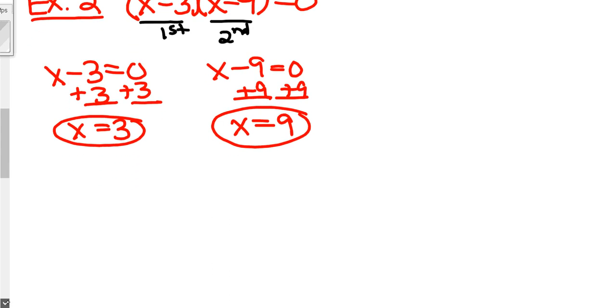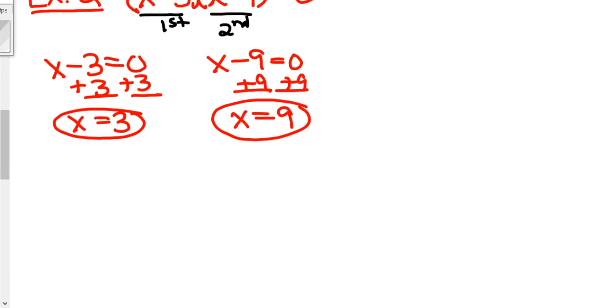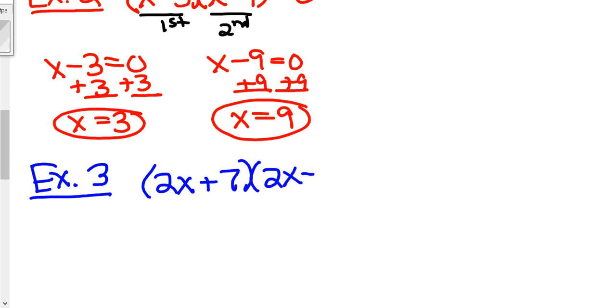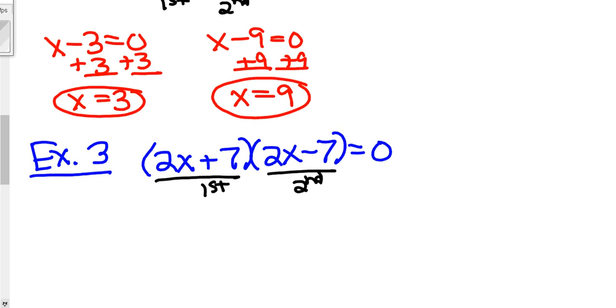Let's go to example 3. Okay, so example 3 is 2x plus 7, 2x minus 7 equals 0. Okay, so here you got your two parts. You got your first part, your second part. You have two answers here. So now we're going to do our setup and solve.